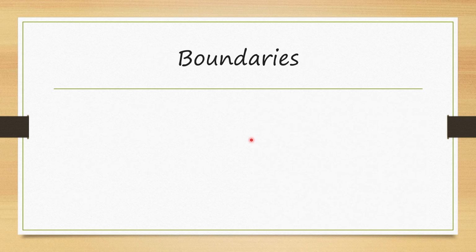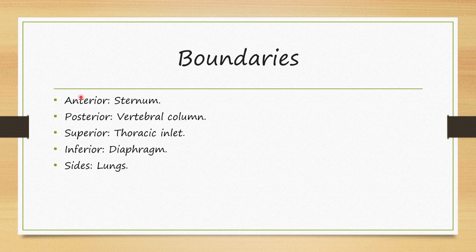Let's talk about the boundaries. Where does the mediastinum end? These terms are so important. You need to know the terminology. Anterior means in front, posterior means behind, superior means on top, inferior means below, and the sides are self-explanatory. So the ending of the mediastinum in front is the sternum, or the breast bone, which is the frontal part of the rib cage.